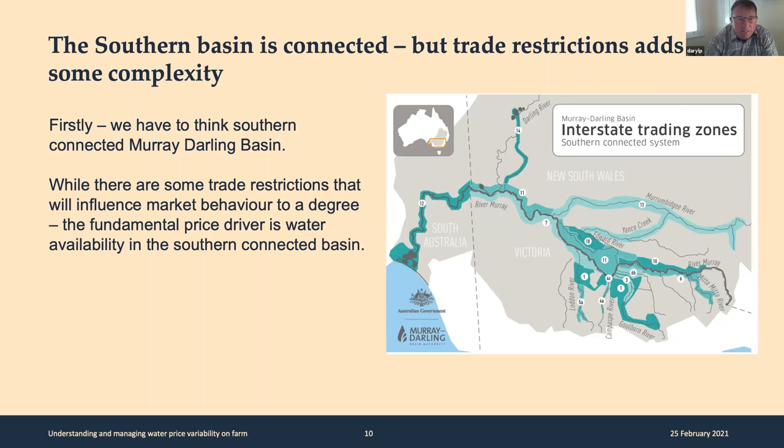And that's how we have to think. We have to think about the Southern Connected Basin, because what happens in your backyard is important, but what happens in the other backyards within the basin is also important. Yes, there are some trade restrictions that will influence market behavior to a degree, but fundamentally the price driver is water availability in that fully connected system. And some of the information I'll present here will hopefully shed light on that.